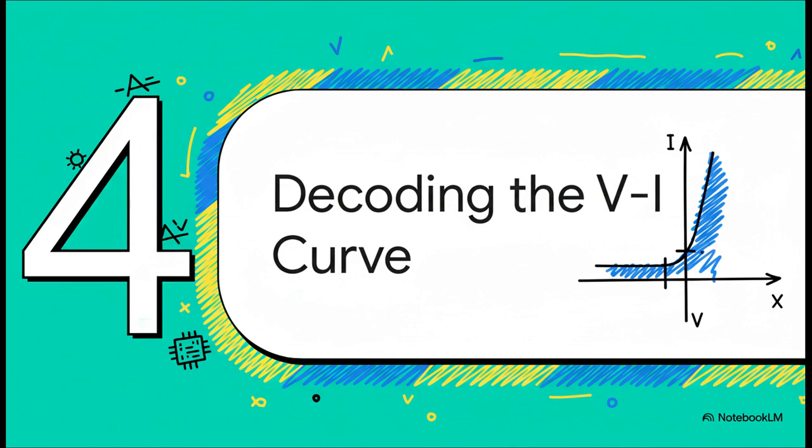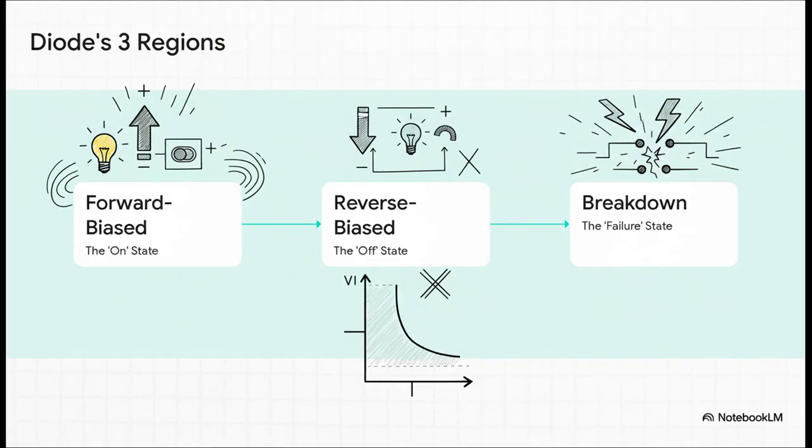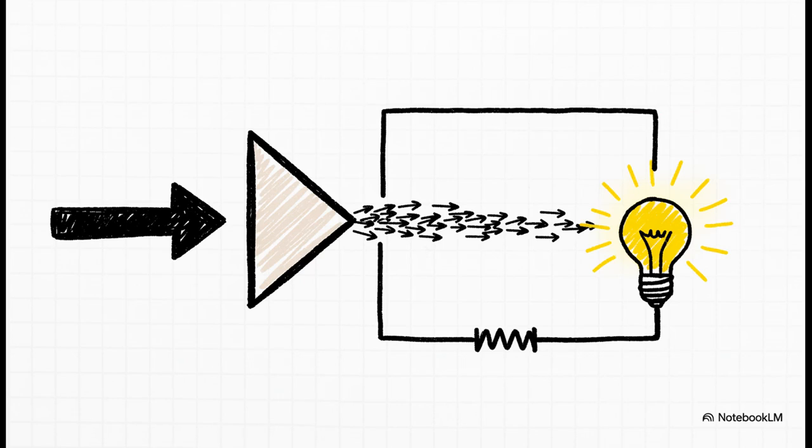Okay, so now that we've built that foundation, we understand P-type, N-type, and the junction, we can finally go back to that graph, back to the VI curve, and really truly understand the story it's telling us. This whole story, the diode's entire personality, it can really be broken down into three distinct operating regions. First up, we've got the forward biased region.